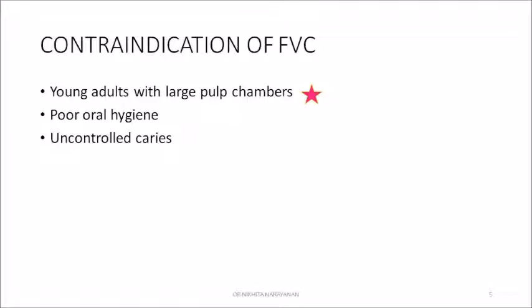So contraindications for full veneer crown or a complete coverage crown are: first one is young adults with large pulp chambers. So in such cases, when we try to do a tooth preparation to accommodate a crown, we end up involving the pulp, that is there can be pulpal injury. Or if we try to preserve the pulp and do minimal preparation, then that leads to over contoured restoration. Or if it is a full ceramic restoration, then the porcelain is brittle and it causes fracture of the restoration. So in such cases, we contraindicate full veneer crowns.